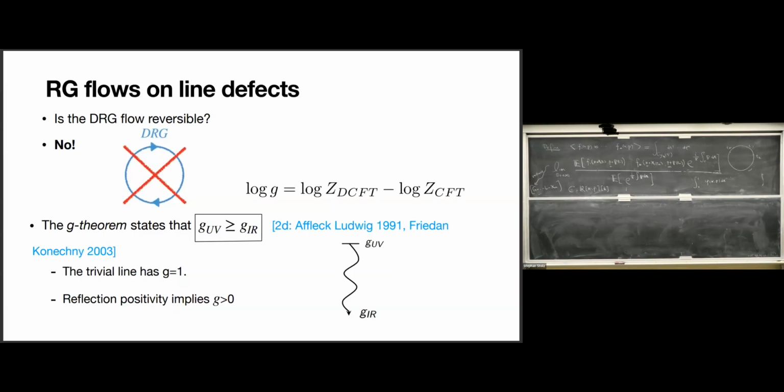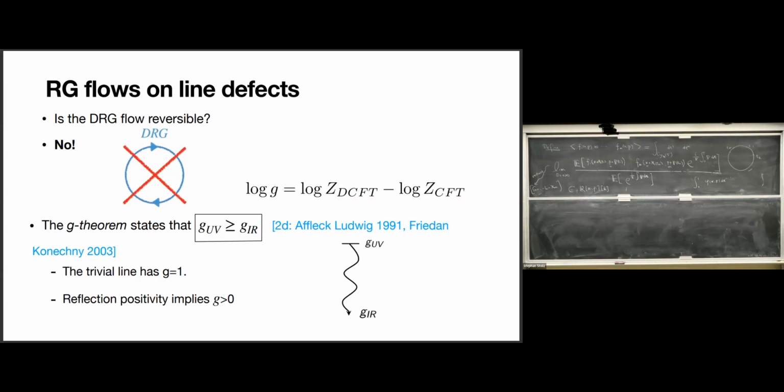Okay. And then a natural question to ask is whether this defect RG flow associated with line defect is reversible. Namely, can you go back to the same DCFT you started with if you had a non-trivial flow? And the answer to this question is no, it's irreversible. And the reason we know that is because of the G theorem.